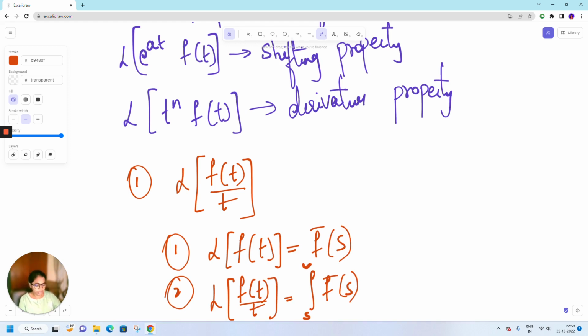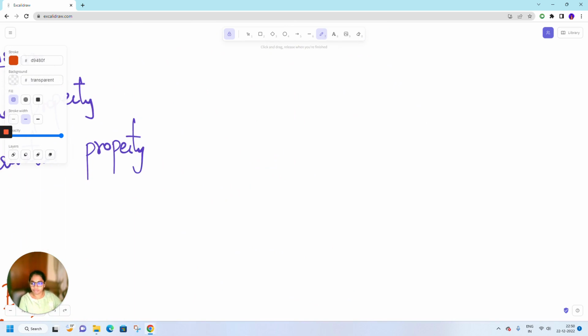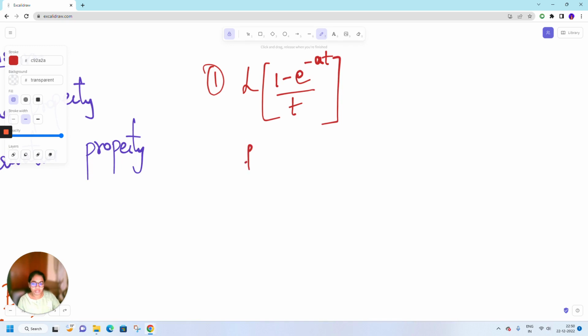Okay, so let me take a problem on this. Say, first one is find the Laplace transform of 1 minus e power minus at divided by t. Okay, what is our f of t here? F of t is equal to 1 minus e power minus at.